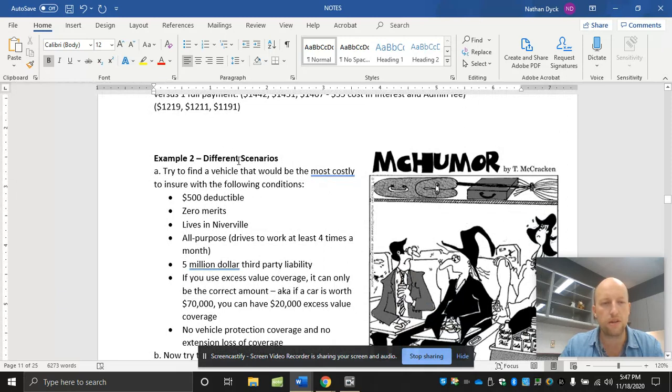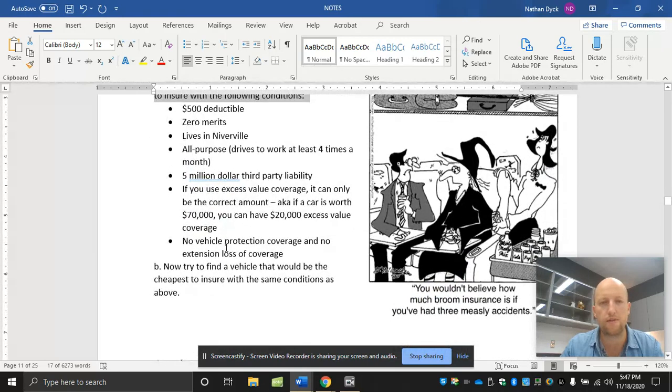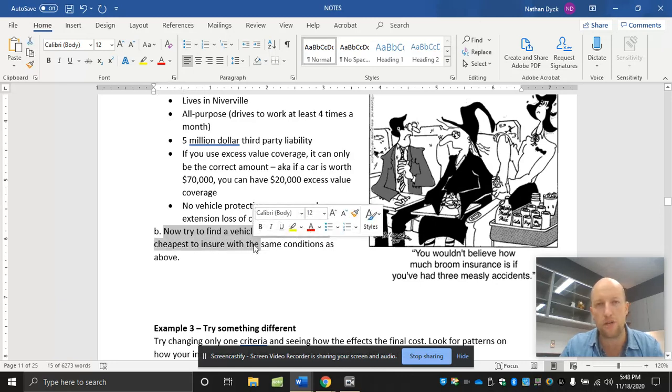You're going to be trying some of this stuff out here. So there are different scenarios. Try to find a vehicle that would be the most costly to insure with the following conditions. You have to find these conditions right over here, but after that, the type of vehicle that you choose is up to you. Zero merits means you're going to have 0% discount. And then afterwards, you're also going to try to find a vehicle that would be the cheapest to insure. So there's a little bit of a competition here.